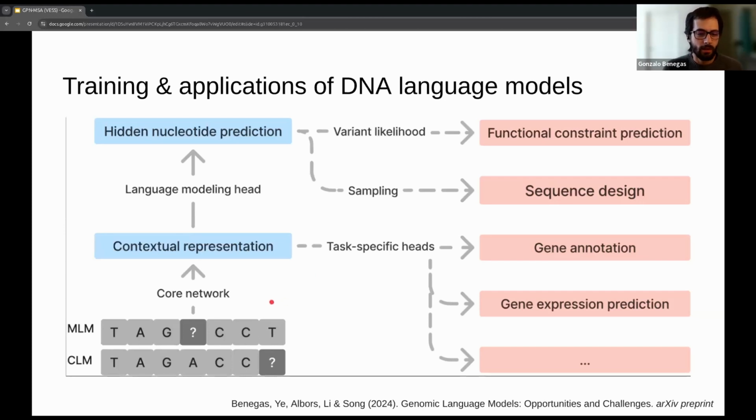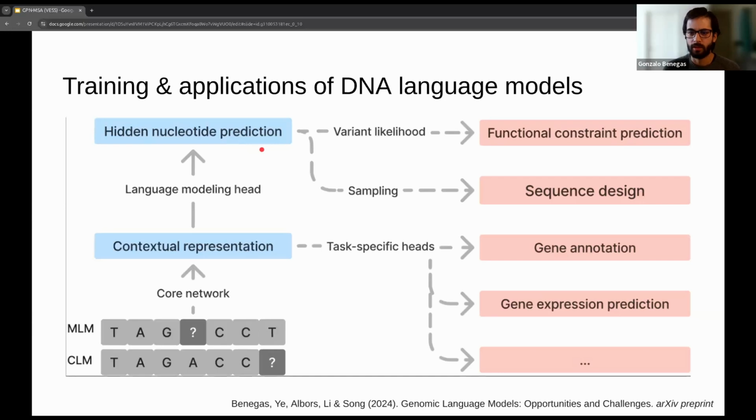Now, what is the task that you are trying to do? It is based on a neural network, that can be, for example, a transformer, or, more traditional in genomics, a convolutional neural network. This integrates all the information from around the masked position. And then a final layer could be a linear projection that will predict the hidden nucleotide.